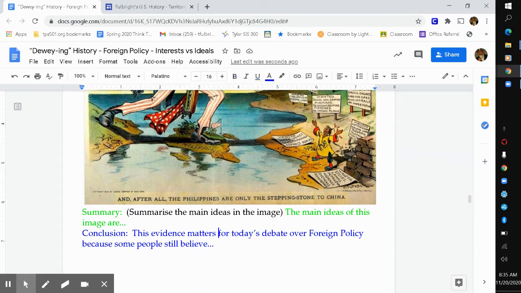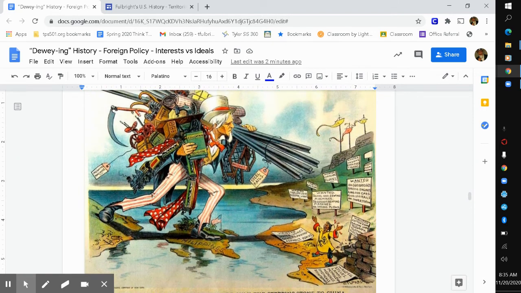Consider how that would matter in today's debate. If what was important to us about ownership of the Philippines was that it benefited us financially, it helped us make money off of China, how should we treat Hong Kong? Should we be doing what's in their best interest, or should we do what helps our relationship with China? Consider that.